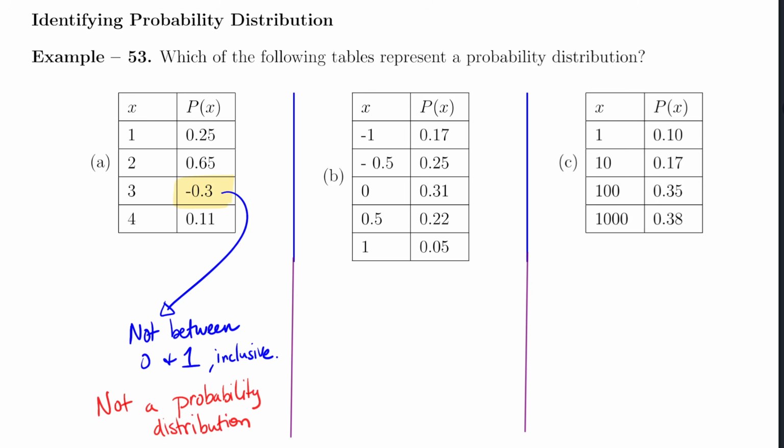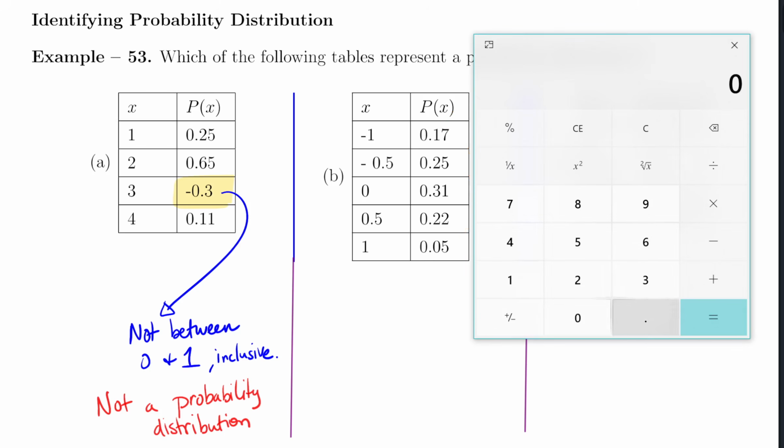So we know our 2 rules for probability distribution is all the probabilities must be between 0 and 1 inclusive. So we look at 0.17, 0.25, 0.31, 0.22, 0.05. The reason I'm checking the entries in this column is they correspond to P of X, the probability. All of these are between 0 and 1, so that rule checks out. The next rule is if I add all these together, do I get 1? So let's check in our calculator.